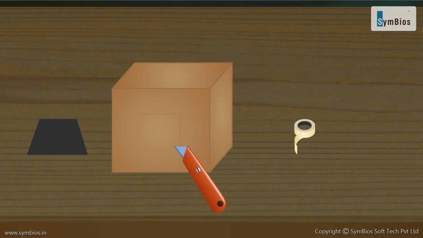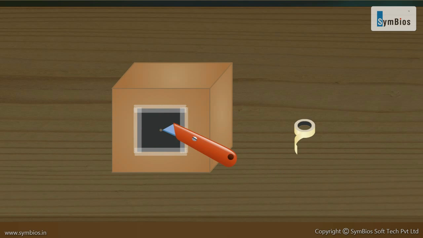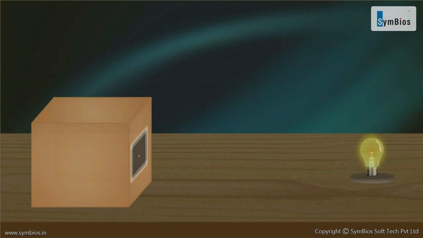Cut a small square at the center of the closed end on the opposite side of the box and then paste a piece of black paper to cover this cut area. Make a small hole in the paper. Now, light is able to enter the box through the small hole. Focus your camera towards an object. The image of the object falls on the tracing paper screen.